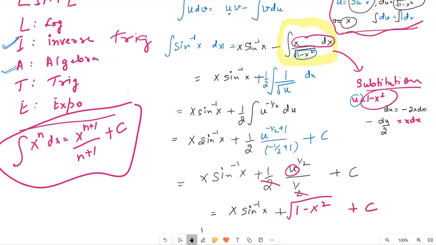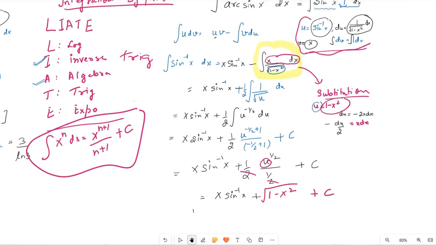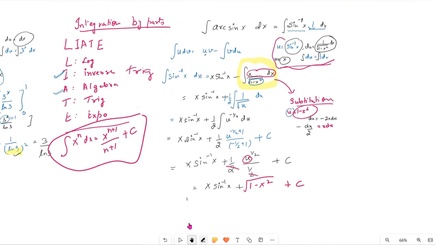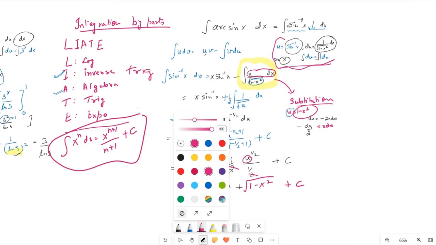I just want to make sure that you guys understand that I just took u because you are so used to doing the u sub, but this u part and this u part are different, okay?